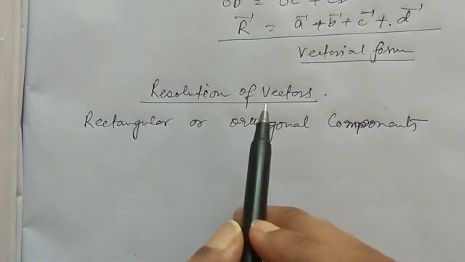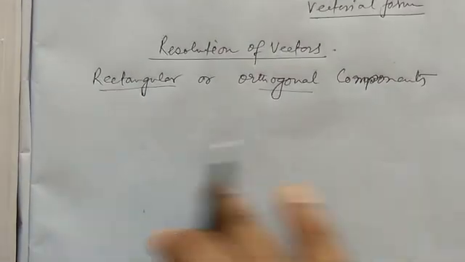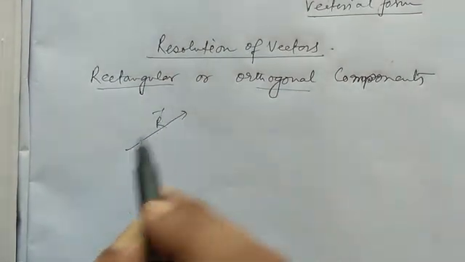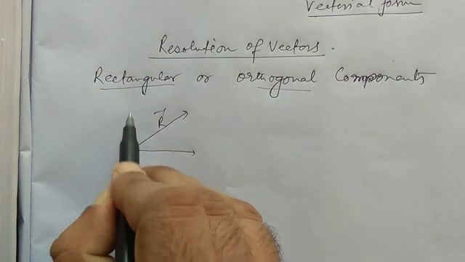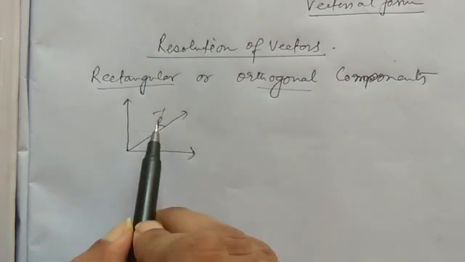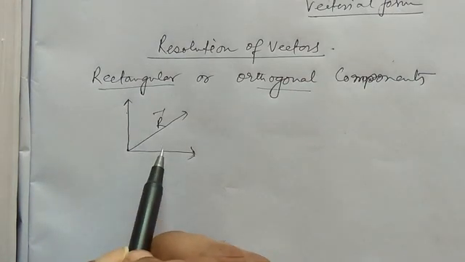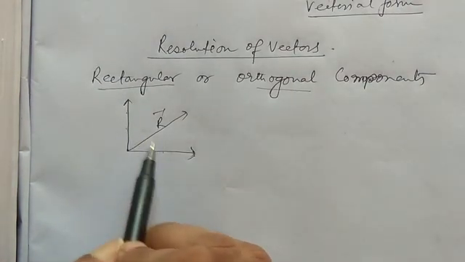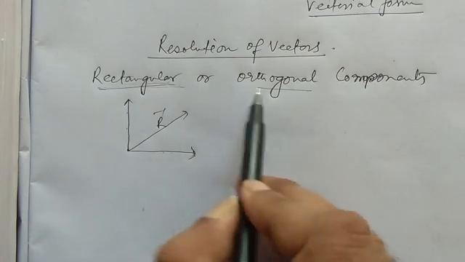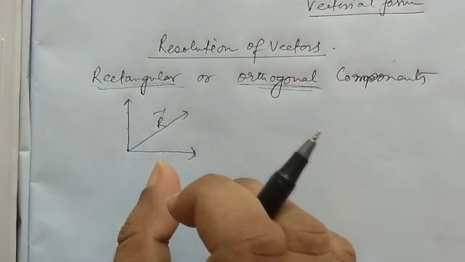First we have to learn what is the resolution of vectors: resolution of vectors into rectangular or orthogonal components. This we can do with the help of trigonometry. Suppose this is a vector R, this is the x-axis and this is the y-axis. We have to find the components of this vector along the x-axis and along the y-axis. As the x and y axes are at 90 degrees to each other, these components are known as rectangular or orthogonal components. Orthogonal or rectangular means the components make 90 degrees with each other.